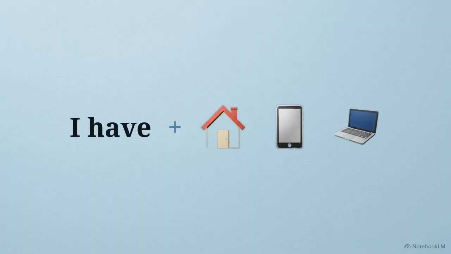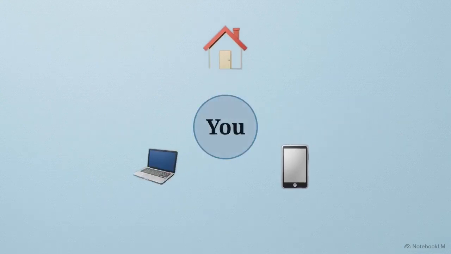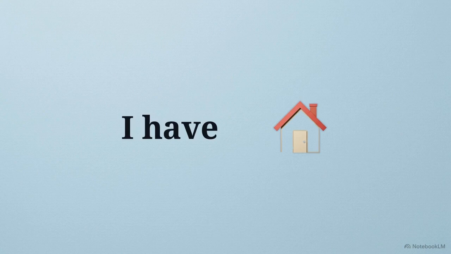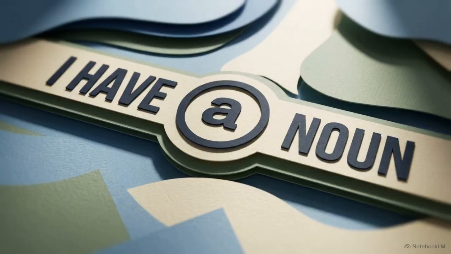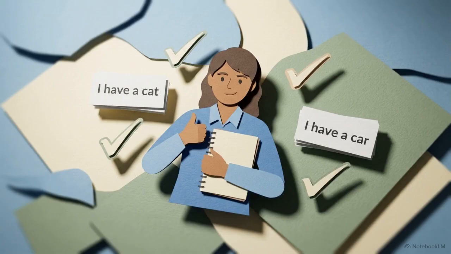Let's apply this to objects. You can say, I have a house, I have a phone, or I have a computer. In these examples, the phrase shows that you own the object or that it is connected to you. Notice that when you talk about one countable thing, you must use the word a before the noun. Including a as a permanent part of the phrase helps you avoid the most common mistakes beginners make when identifying objects.